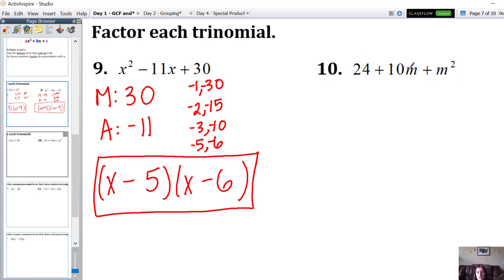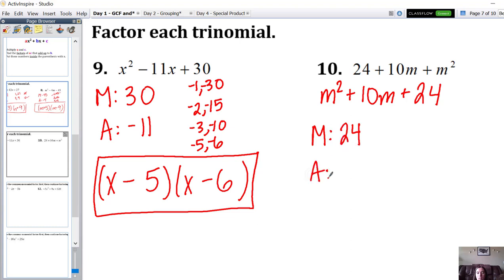In number 10, I'm going to put it in standard form first. So I'm going to rewrite it as m squared plus 10m plus 24. That way I don't get confused with what needs to be multiplied and what needs to be added. So I need to see what are the factors of 24 that add up to 10. Now I'm either going to have both negative or both positive. So down here, since what I'm adding up to needs to be positive, I need them both to be m plus something.